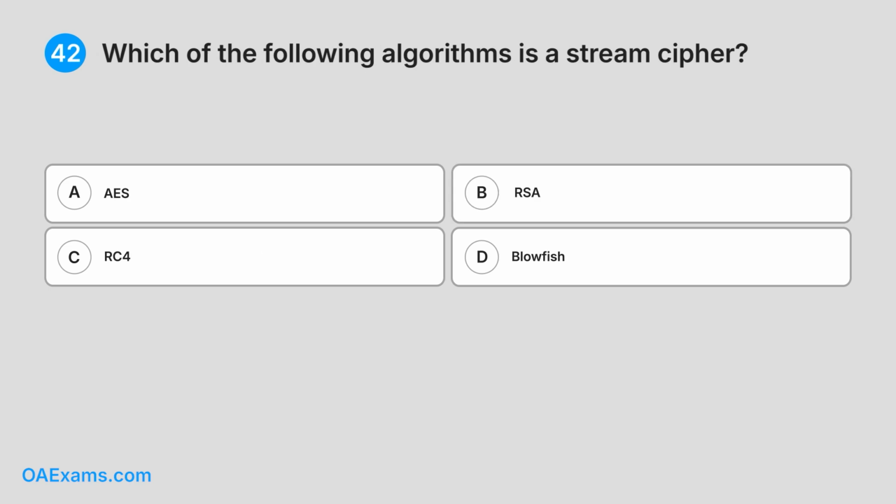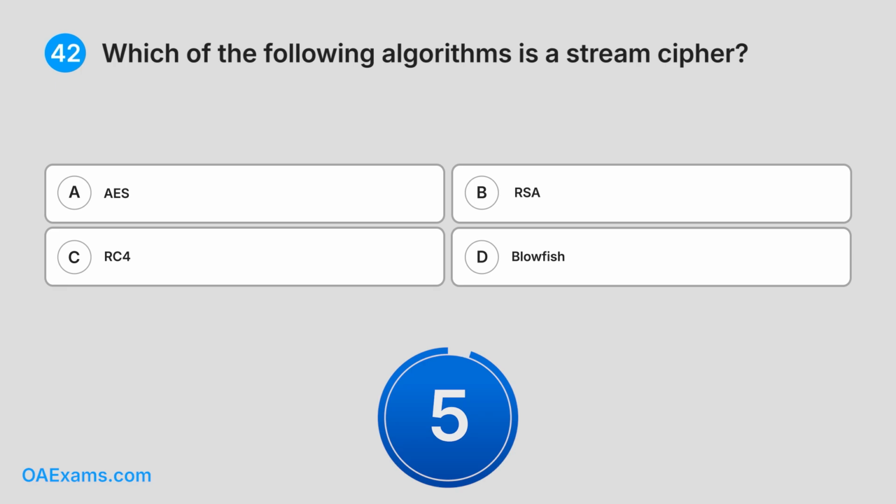42. Which of the following algorithms is a stream cipher? A. AES. B. RSA. C. RC4. D. Blowfish. Can you guess the answer?